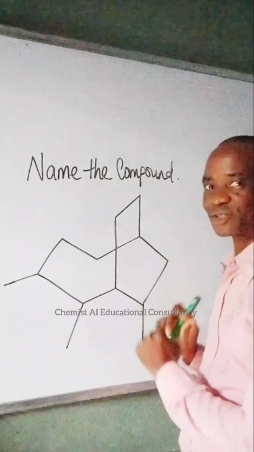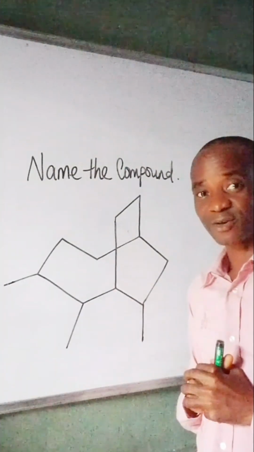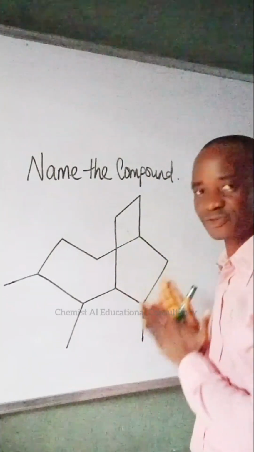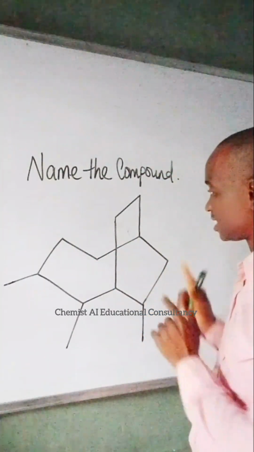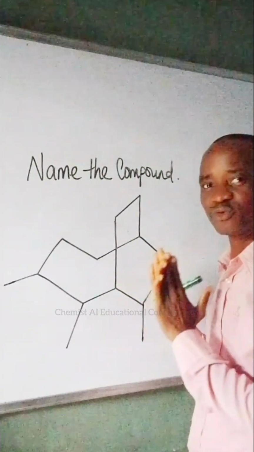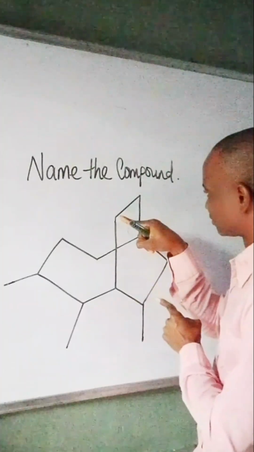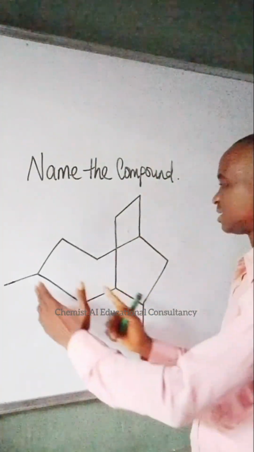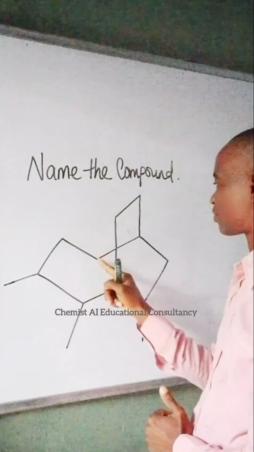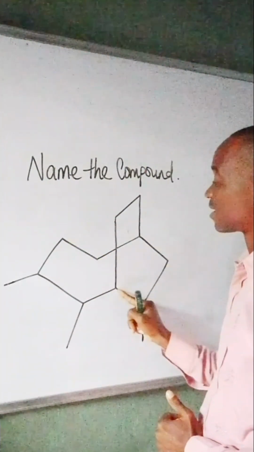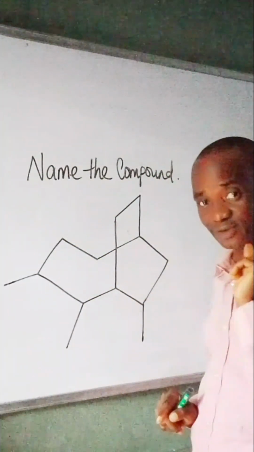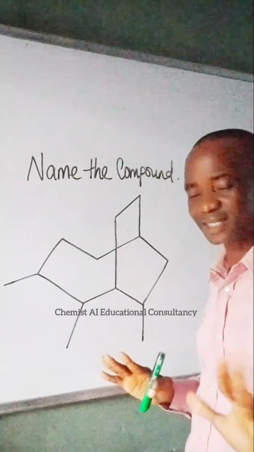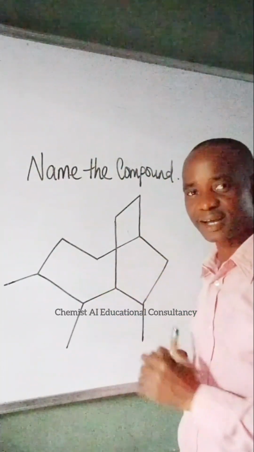Now, let's go. This compound is not just a cyclic compound. It is a bicyclic compound because there are two cycles here. If you watch closely, you will see that there are two cycles. This is a cycle, 1, 2, 3, 4, 5, 6 is a cycle. And this is a cycle, 1, 2, 3, 4, 5, 6, 7, 8. Two cycles, and not three cycles, right? That is why it is called bicyclic.